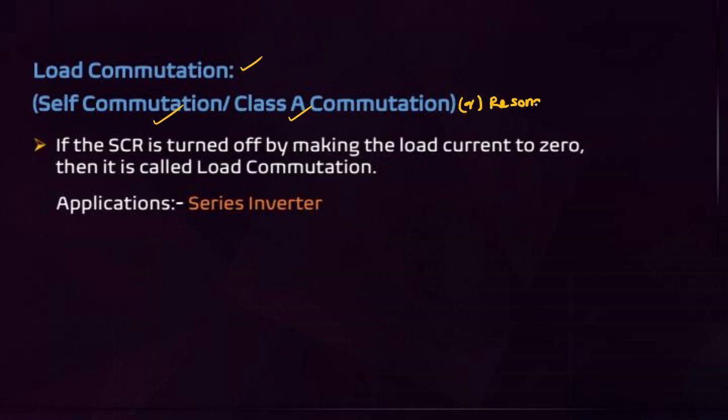Class A commutation is the resonant commutation. If the SCR is turned off by making the load current zero, then it is called load commutation. Why is the name given as load commutation? In this commutation method, by making the load current zero, the thyristors are turned off. That's why it is called load commutation.